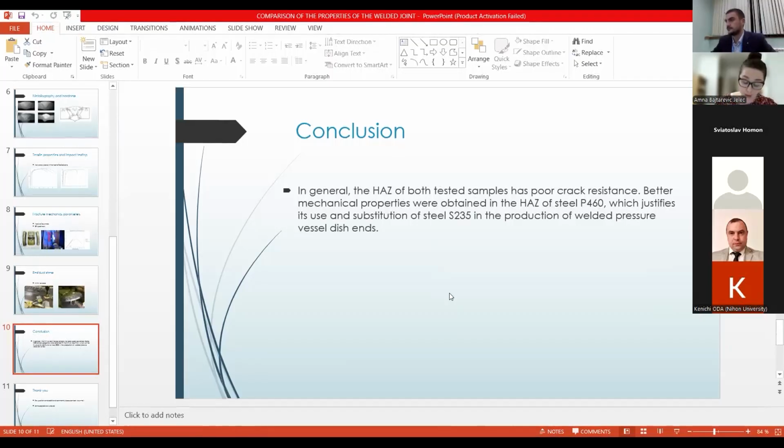A relatively low resistance to appearance of cracks and increased tendency to brittle fracture may be an acceptance criterion to use at lower temperatures. So in general, the heat affected zone of both tested samples has poor crack resistance. And better mechanical properties were obtained in the heat affected zone of steel P460, which justifies its use as a substitution for the other steel, S235, in the production of welded pressure vessel dish ends.